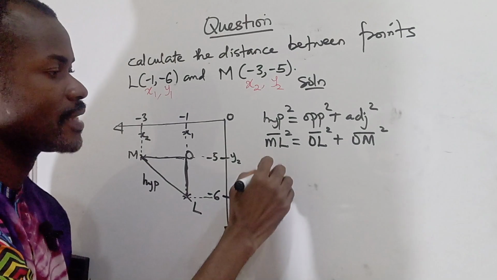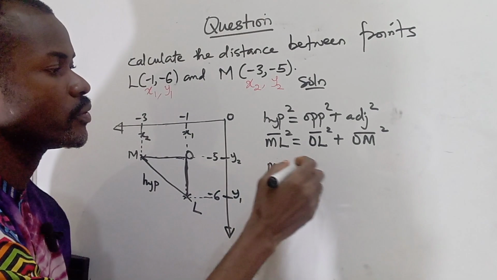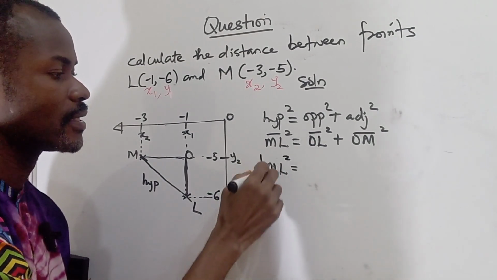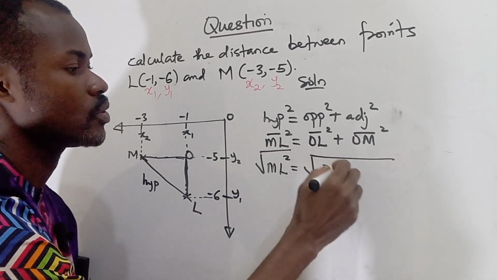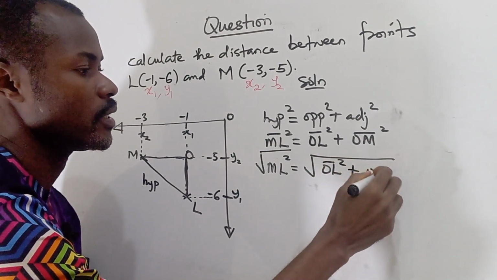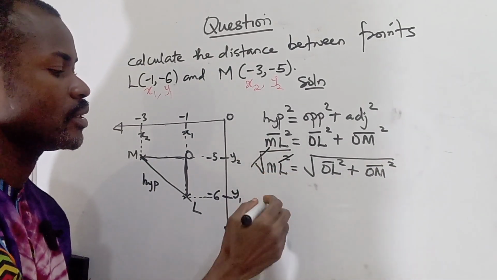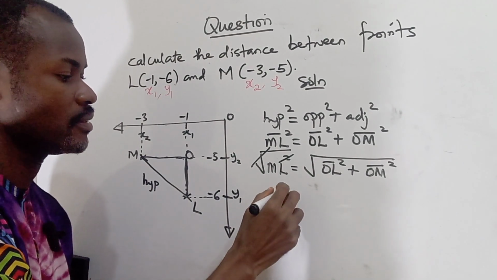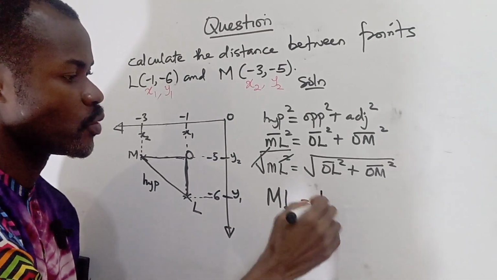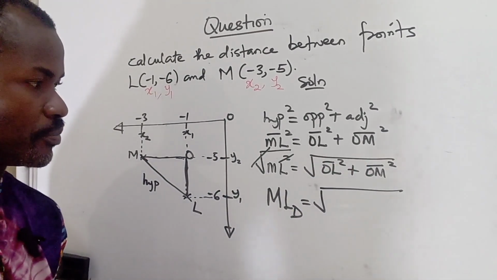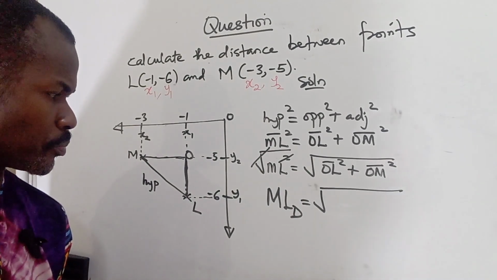So how do we do that? Distance ML square is going to be, we can simply take the square root on both sides. If I take the square root of this, I'm also going to take the square root of this. So length OL square plus OM square. So this will cancel out this. So we have our ML distance. So now the question is, how do we find these lengths OL and OM given this?